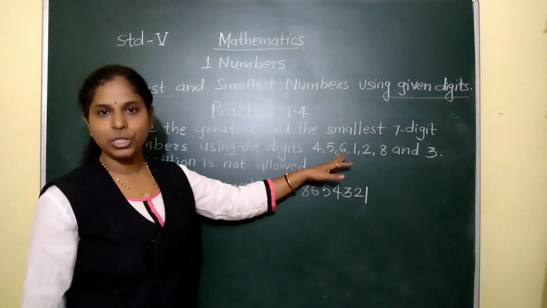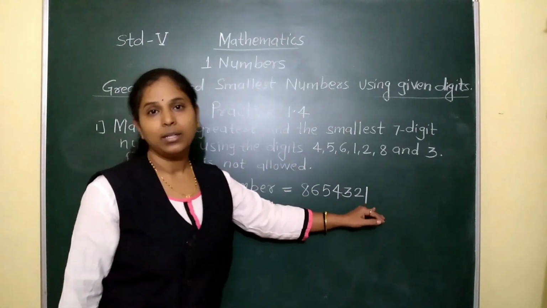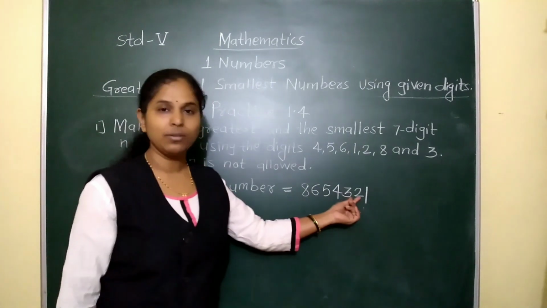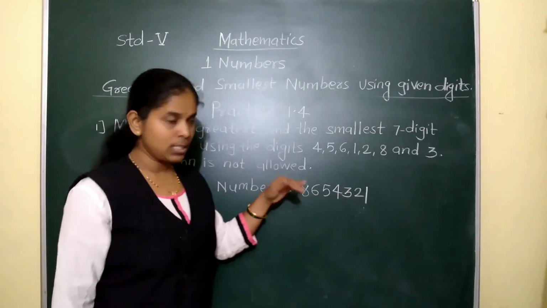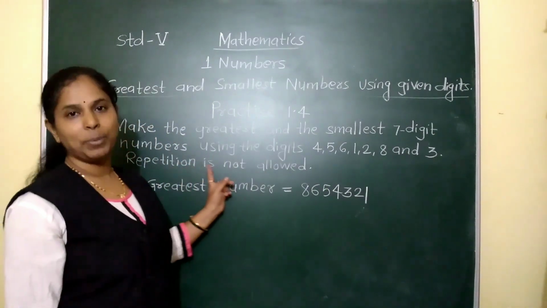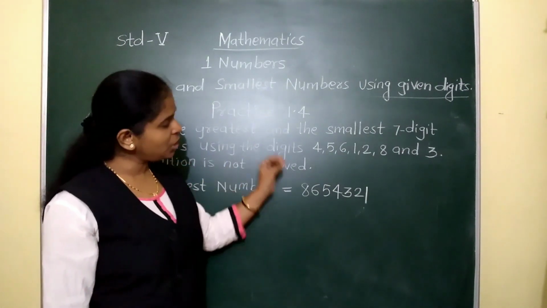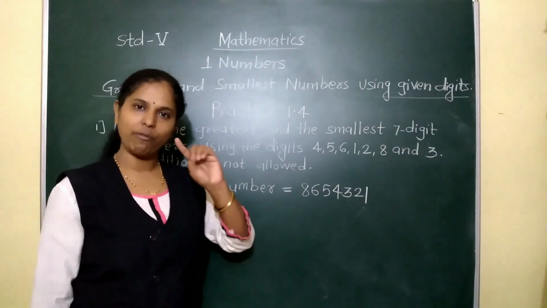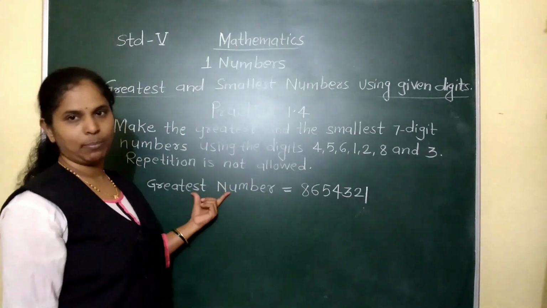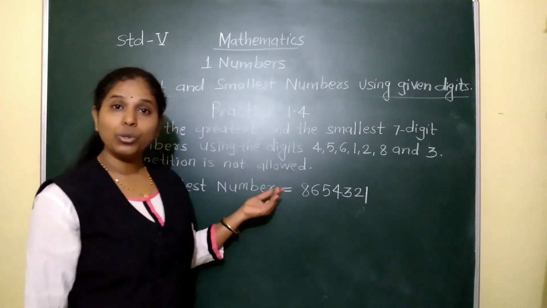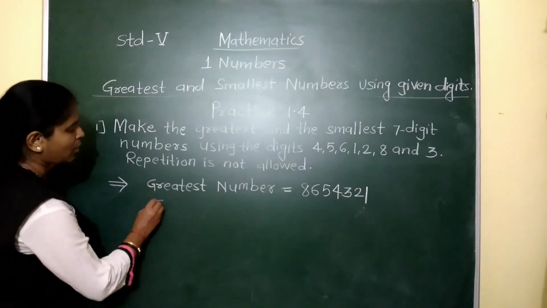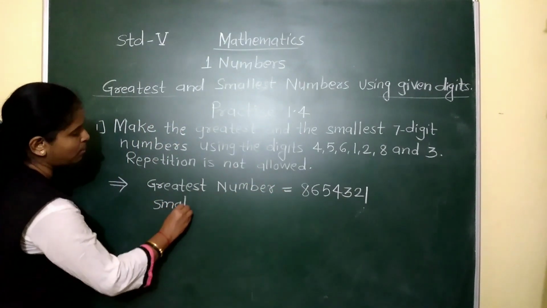And we did not repeat the digits also. Can you see? Did we repeat any digit here? No. Means, as they said, repetition is not allowed. Each digit we have to use only one time to make the greatest number. Followed? And now how to write the smallest number? How to make the smallest number?